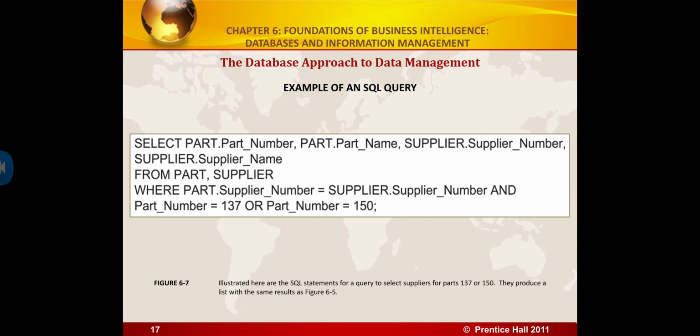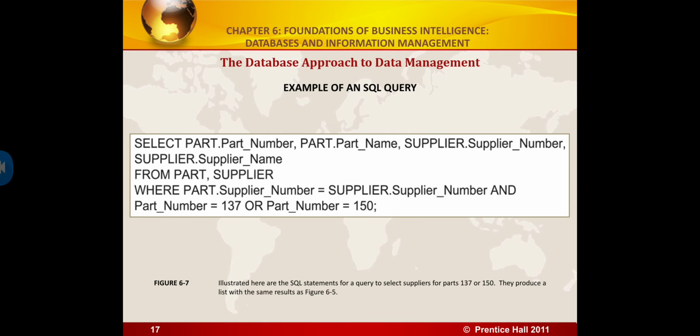So this figure illustrates the SQL statement for a query to select suppliers for parts 137 or 150, which was our example a while ago. It produces a list with the same result as we have on our last figure.